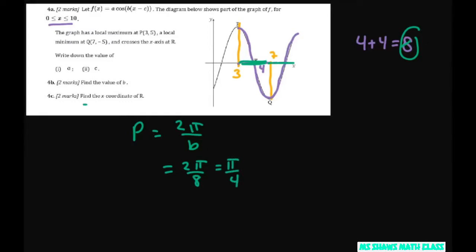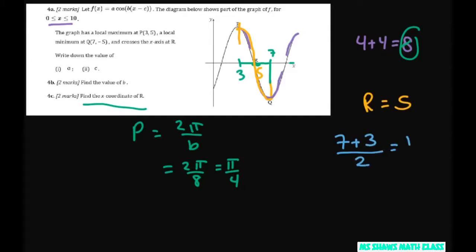And then it says find the x-coordinate of r. So erasing this and looking at symmetry, we have 3 and we have 7. With this being symmetric, our graphs are symmetric here. This has to be 5. So r is 5. If you want to do algebra, you would just do 7 plus 3 divided by 2. 10 divided by 2 gives you 5. And that's based off the symmetry of the graph.